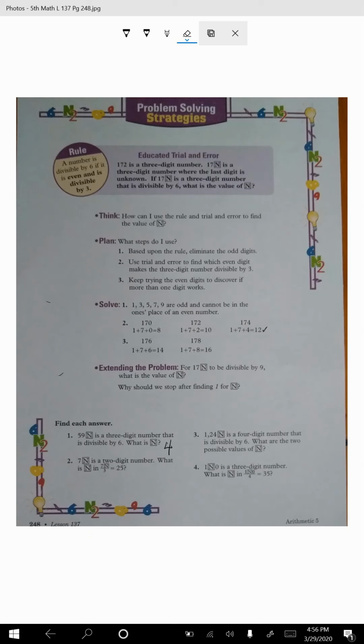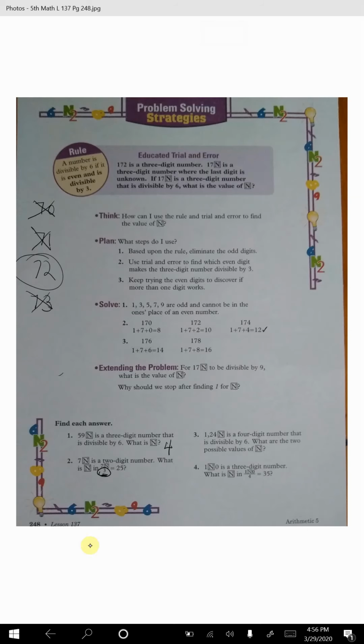And 7n is a 2-digit number, and so it has to be divisible by, look right here, we're dividing by 3. So it has to be divisible by 3. Okay? So let's think. 70, what is that? That's 7. That doesn't go into 3. Right? How about 71? That's 8. That doesn't go into 3. How about 72? That's 9. That does go into 3, doesn't it?